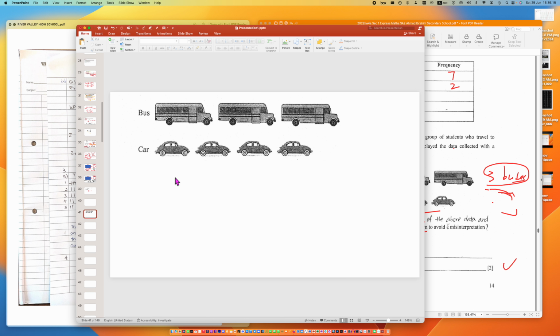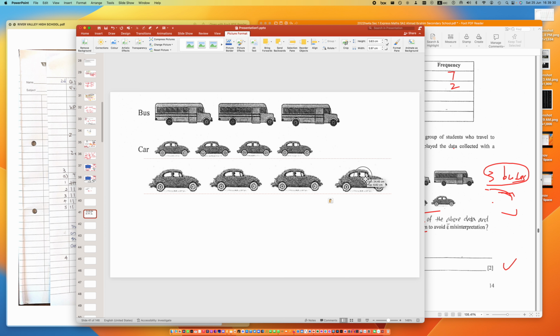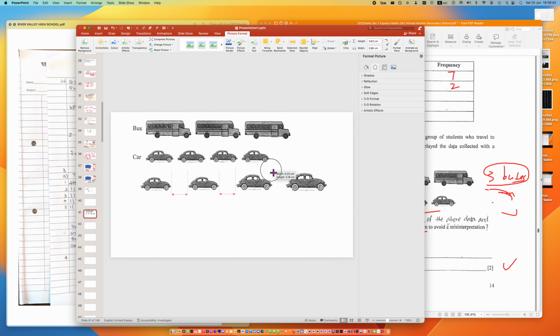Okay, no car. So probably I can do it like this, then like this, like this, like this. If not bigger, I will space them out. Let's say I need to stick to the size. I will space them out a little bit more, just to show that the number of cars is more than the number of buses.